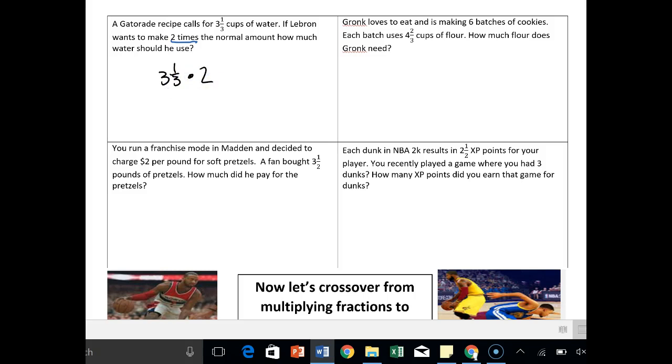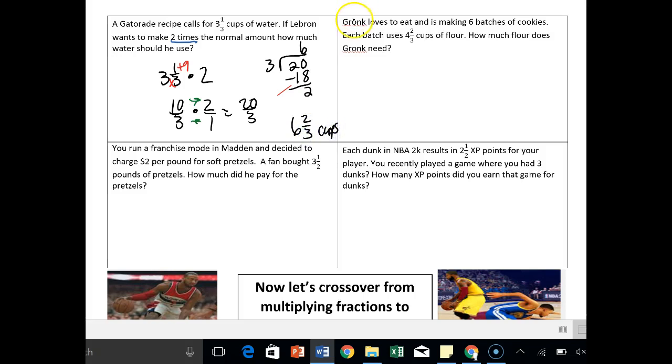So let's change this. This has to get changed to an improper fraction first. So we're going to say 10 over 3 times, and this obviously is 2 over 1. Can I cross cancel anything? The answer in this case is no. So I go straight across, I get 20 over 3, which I need to change to a mixed number. 3 goes into 20 6 times with 2 left over. So he needs 6 2/3 cups of water.